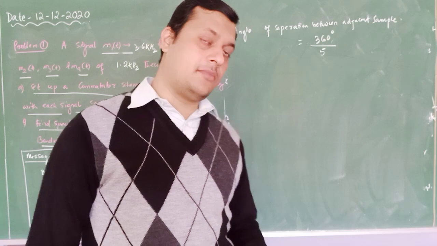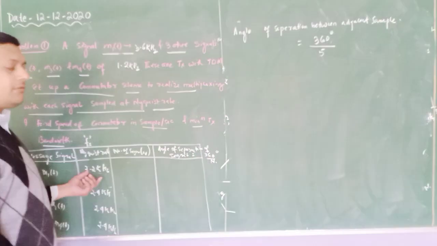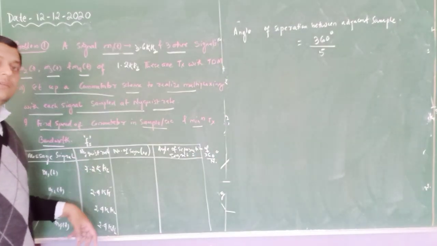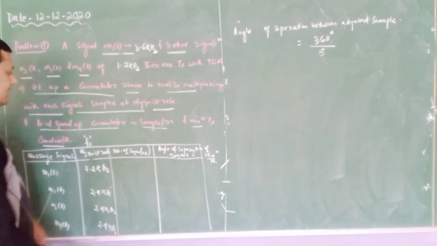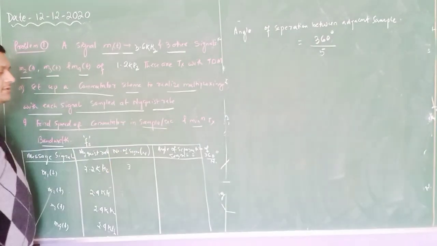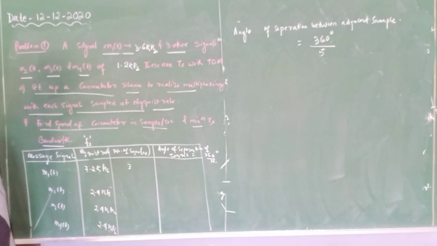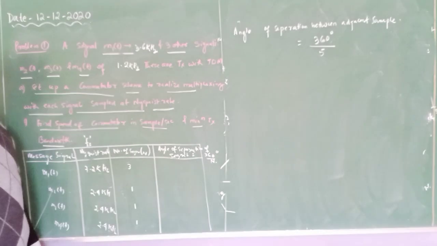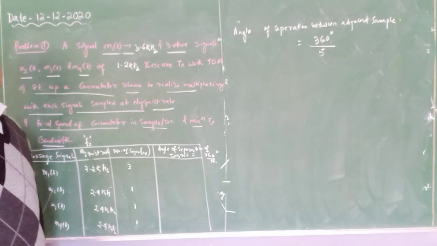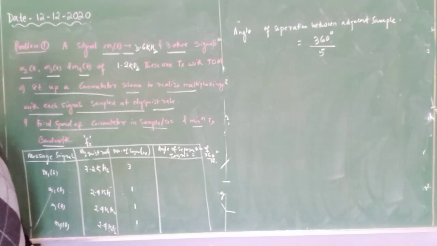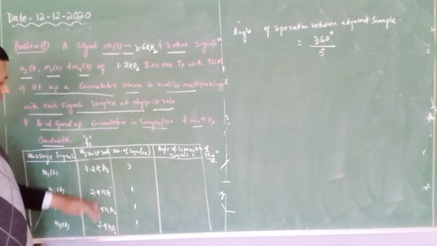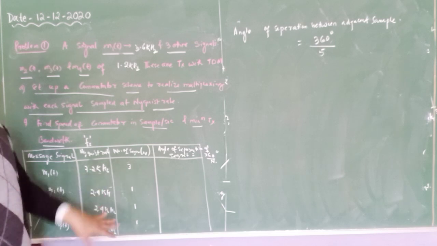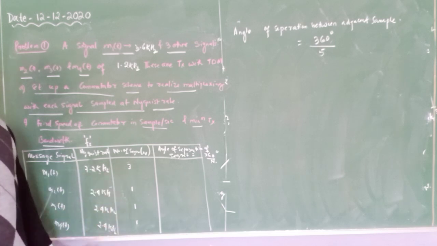So how to calculate the number of segments? Identify the maximum frequency divided by the minimum frequency. So if you divide this maximum by minimum, the first one is 3 segments and the rest are 1, 1 and 1, because in this the maximum is 2.4 and the minimum is also 2.4. For this, the maximum is 7.2 but the minimum is 2.4. For this, the maximum is 2.4, the minimum is also 2.4. So the number of segments is this much.